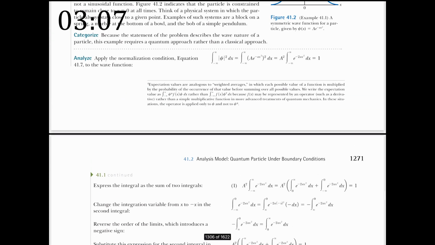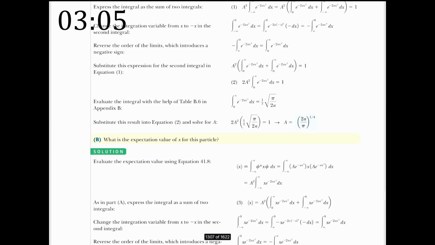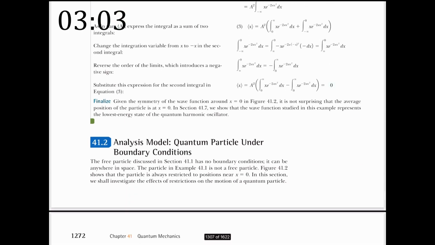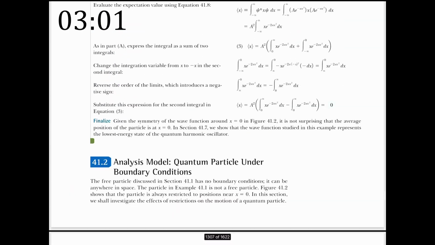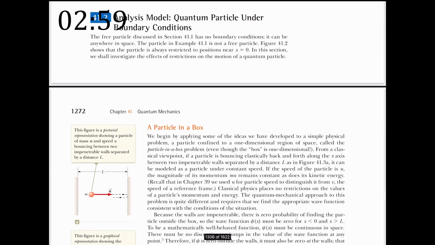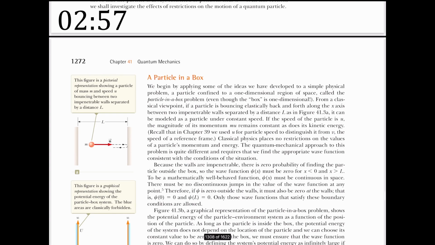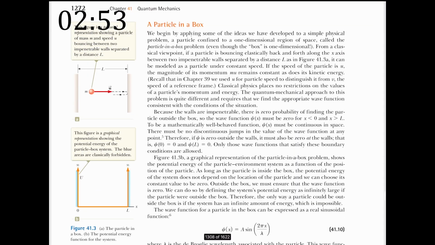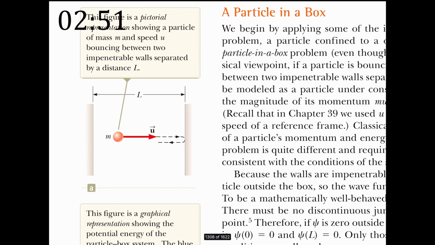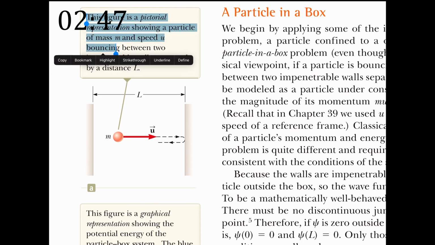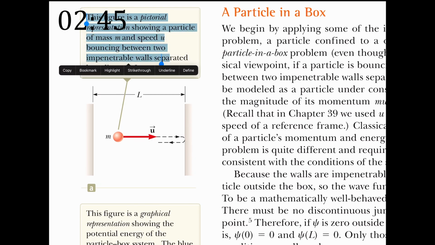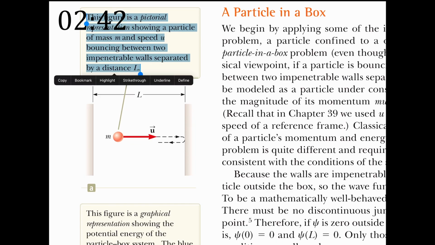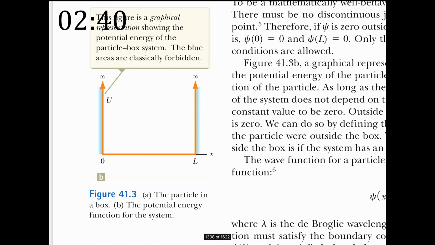Look at this crazy math here. Right now, I'm not going to look at it too much, but just know that these are here to help you. They give you a whole solution, right? Analysis model, quantum particle under boundary conditions. Particle in a box. Interesting. We've got some graphs over here. This figure is a pictorial representation showing a particle of mass m and speed v bouncing between two impenetrable walls separated by a distance L.